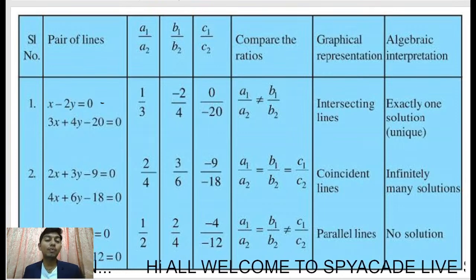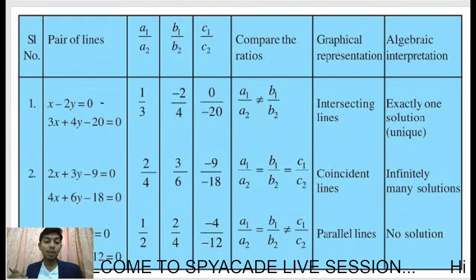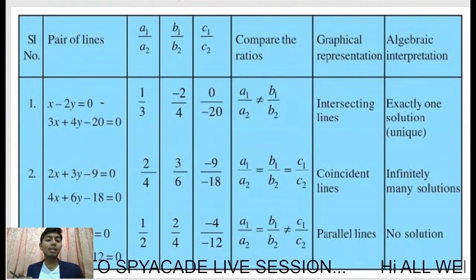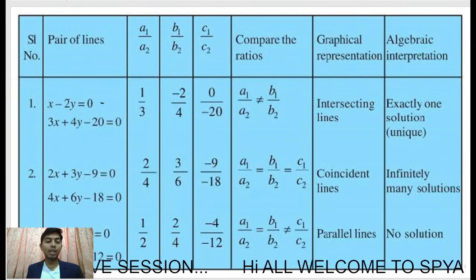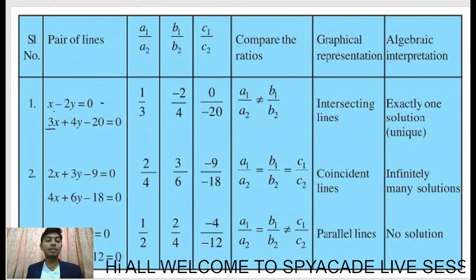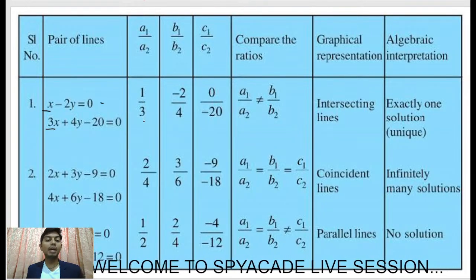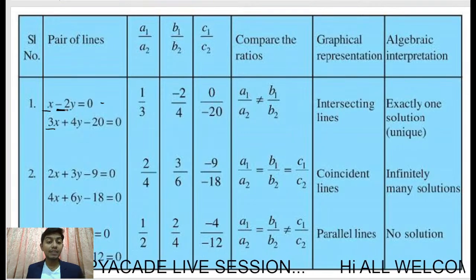So we are just going to find three different things: a1 by a2, b1 by b2, and c1 by c2. c1 and c2 are nothing but the constants which you have here. So here I am writing the coefficient of x is 1, and then here a2 is 3. So I am writing 1 by 3. Same way, b1 by b2. See here, a negative sign is there.